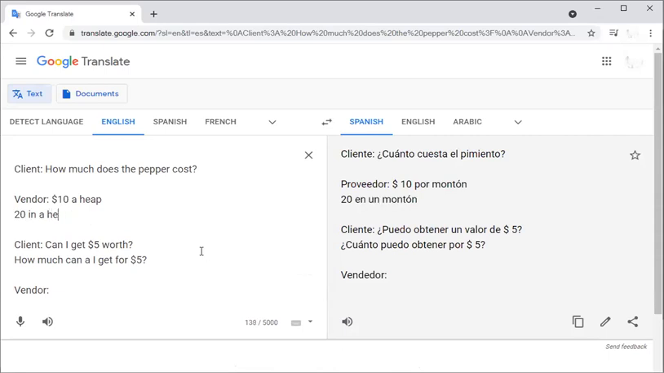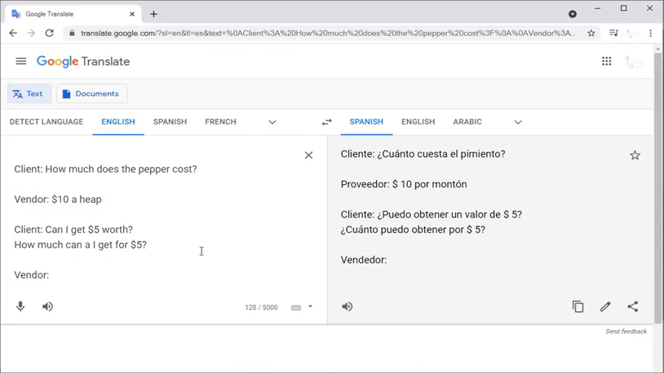So it's $1 for one. So for $5 you get 5. If it's 10, okay, and it's $10. Okay, so sometimes you will hear $10 a heap, or you might hear $10 per heap as well. Okay, a veces van a escuchar per o van a escuchar a. Es como uno, pero también en este contexto es como por también. Ok, ¿estamos bien?